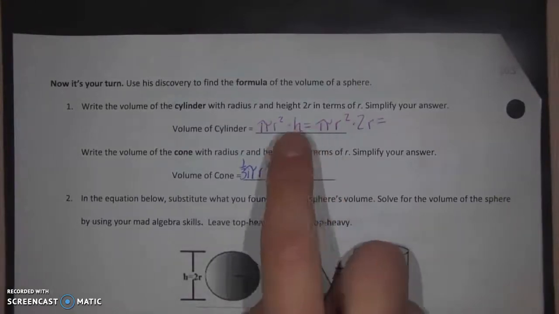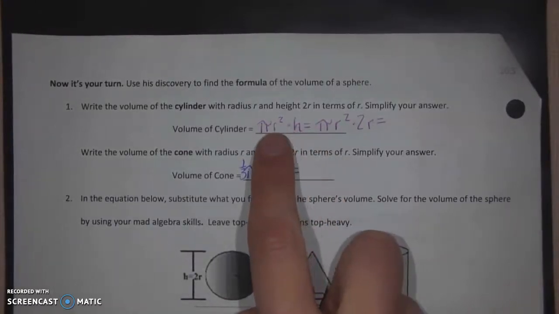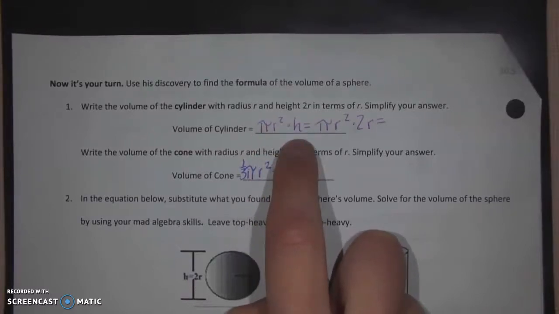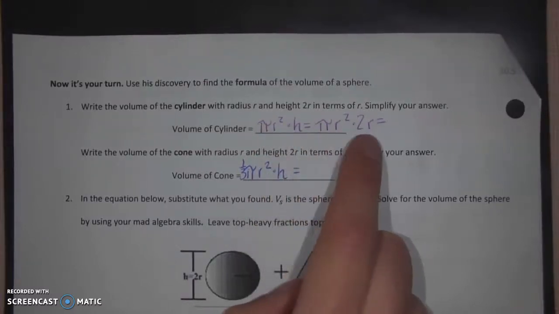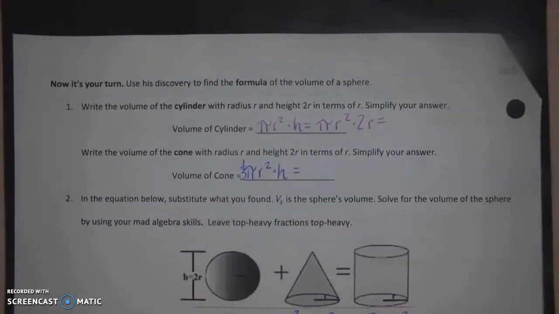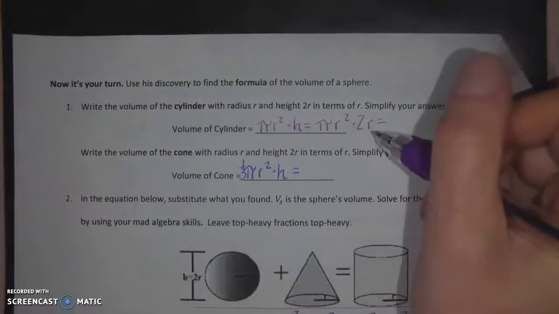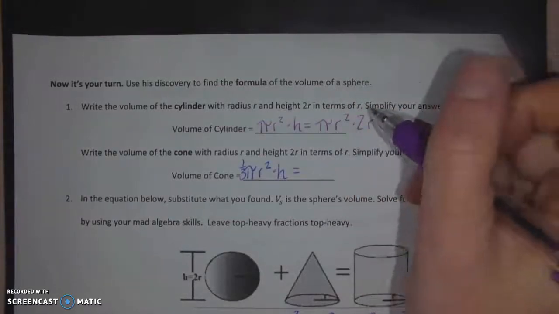So I've already started by filling in the formula. I know that in cylinders, pi r squared times h will give me the volume. And I've substituted my height, h, of 2r to get pi r squared times 2r. And I want to simplify this a bit more because remember, it's hard to see patterns when things are a bit of a mess.